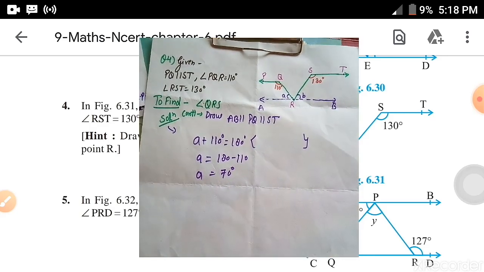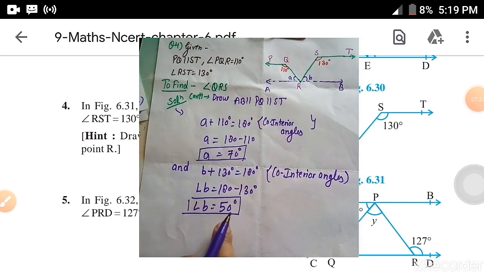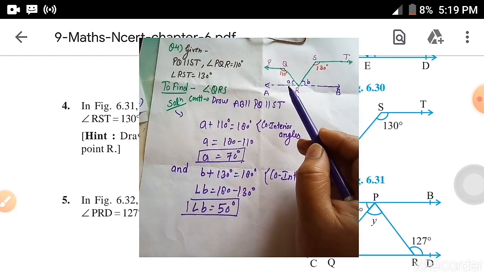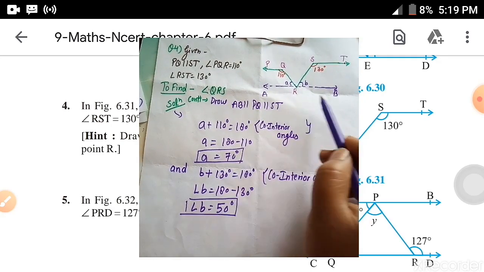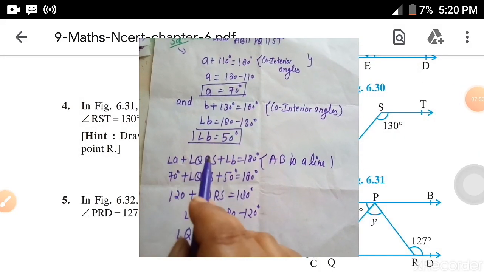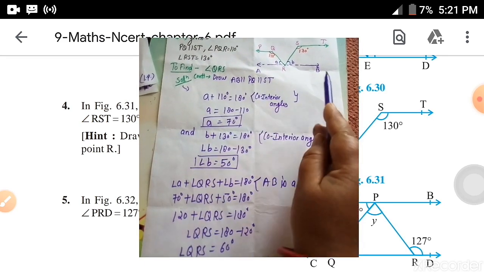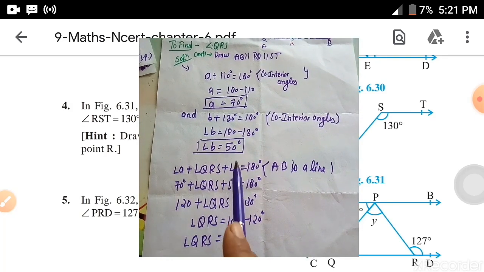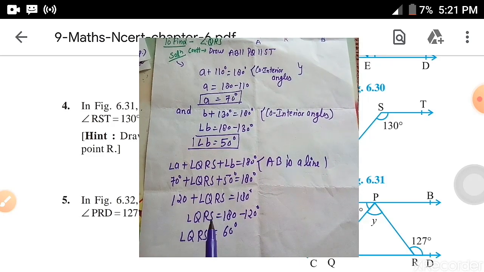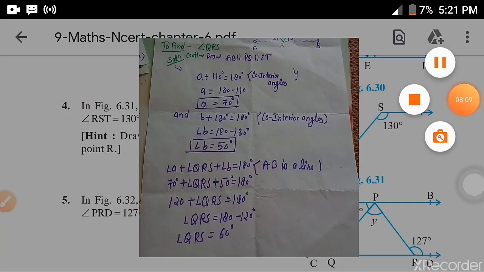Similarly, we will find the value of B also. You can see that the value of B is 50 degrees. Now how will we find QRS? If we add angle A plus angle QRS plus angle B, it is equal to 180 degrees because AB is a line. Now 70, the value of A we found, and B is 50. We add 70 plus 50, which is 120, and the value of QRS is equal to 180 minus 120. That means the value of QRS is 60 degrees.